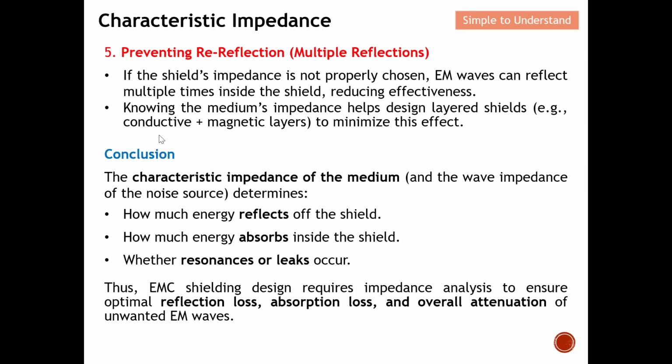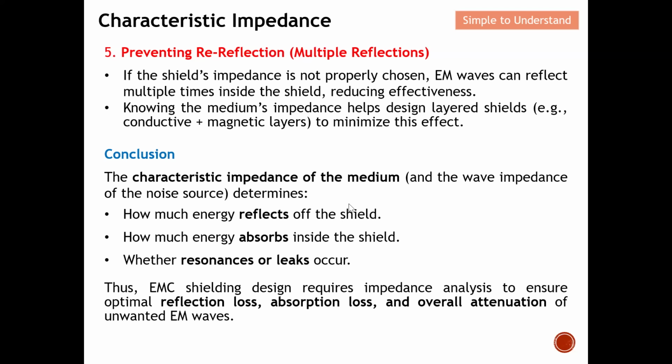So let's do a quick conclusion. The characteristic impedance of the medium and also the wave impedance of the noise source will determine the shielding. In short, we need to understand these two impedances. The wave impedance carries the noise source, and then it hits the surface of the medium that we use for EMC shielding. These two will determine how much energy will be reflected off the shield.